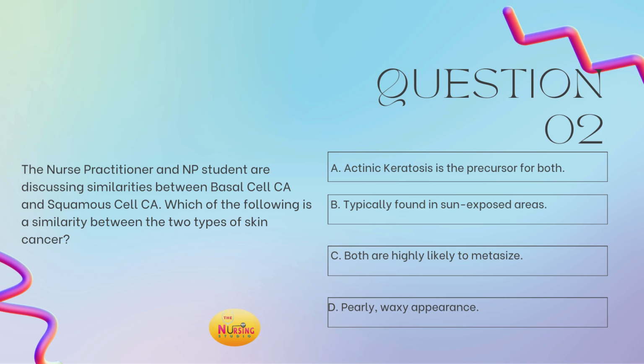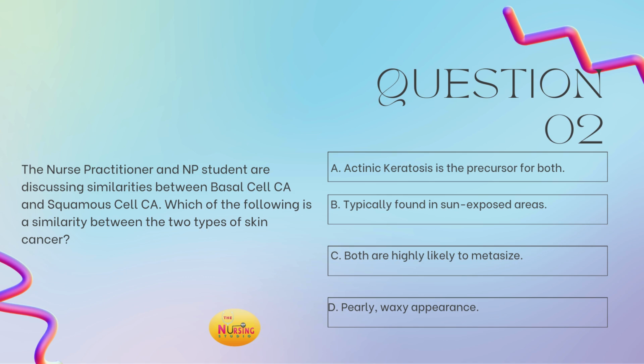Question number 2, the nurse practitioner and NP student are discussing similarities between basal cell carcinoma and squamous cell carcinoma. Which of the following is a similarity between the two types of skin cancer? Is it A, actinic keratosis is the precursor for both? B, they're typically found in sun-exposed areas? C, both are highly likely to metastasize? Or D, pearly and waxy appearance? Take a moment and tell me what you got.